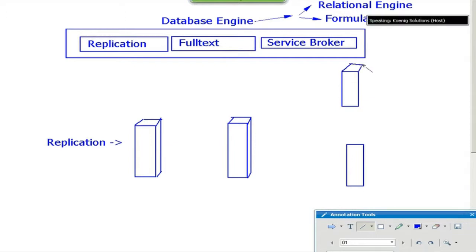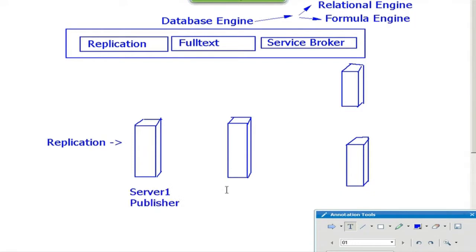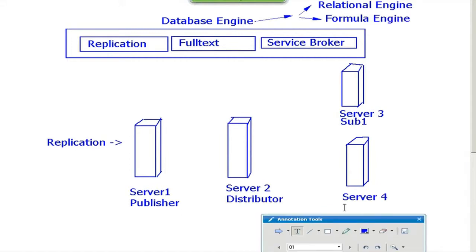For example, we have servers here this way, okay? Now, this server is called server 1. I call it the publisher. And this server is another server, server 2, SQL Server, I'm talking about SQL Server, distributor. And these are my servers, which are lying somewhere in another location, server 3 and server 4. And these are my subscribers, subscriber 1 and subscriber 2.